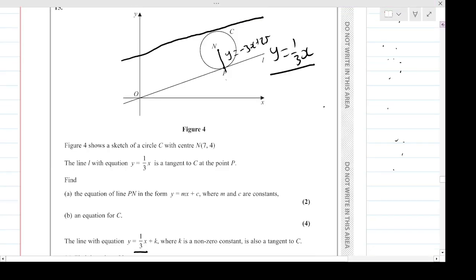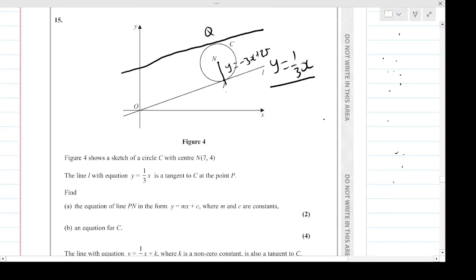I'll call that Q, right? So this y is a third x add k. Obviously, that's going to be k there. That's going to be a tangent to the circle at this other point Q. Now, there are many ways you could approach this. Now that we were given the equation of the circle in part B, we worked that out. It was x minus 7 squared and y minus 4 squared is 5 over 2.